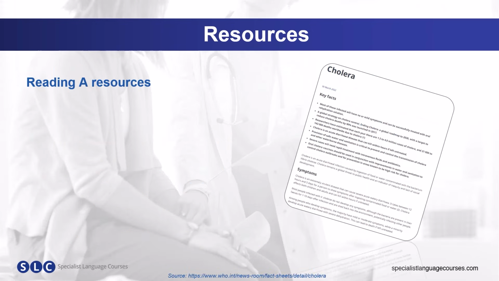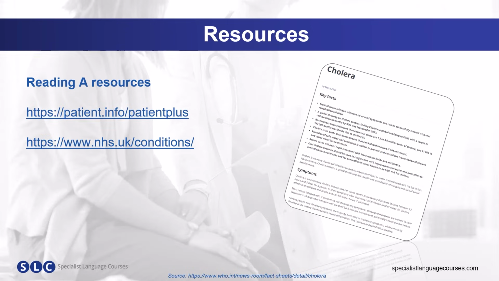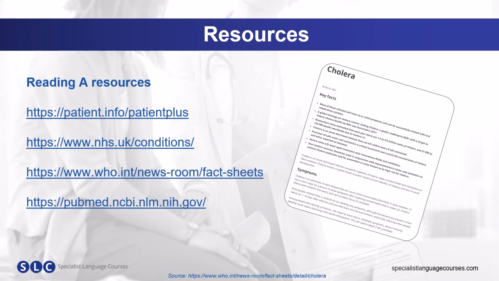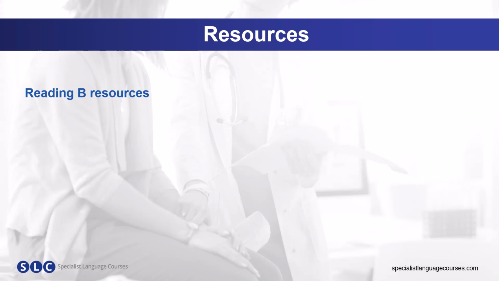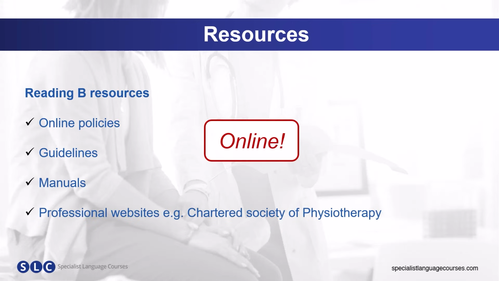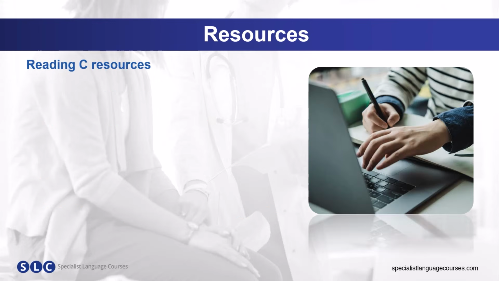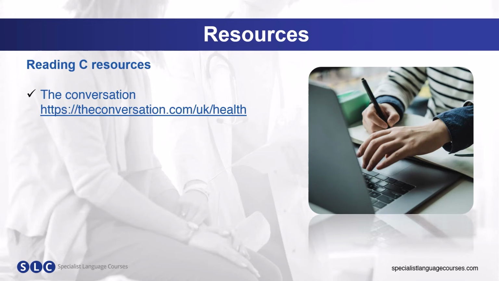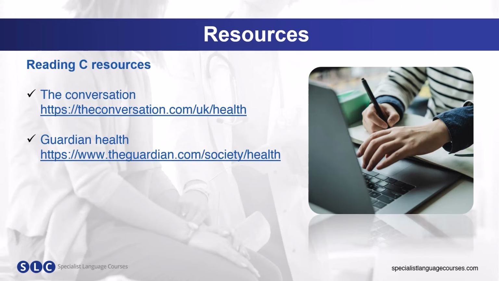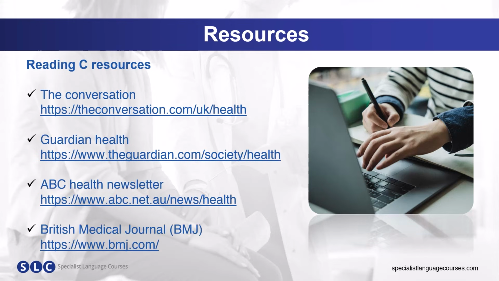Here are some resources you can use for developing your skimming and scanning skills. We've got patient.info, the NHS conditions page, the WHO fact sheets, and PubMed. For Reading B, it's a good idea to read online policies, guidelines, manuals, and professional websites such as the Chartered Society of Physiotherapy, and you can find all of these online. And finally, here are some great resources for improving your Reading C skills: theconversation.com, The Guardian Health, ABC Health Newsletter, and the BMJ.